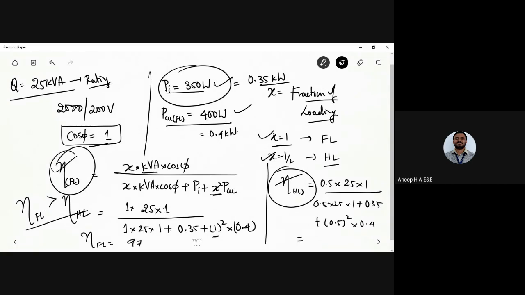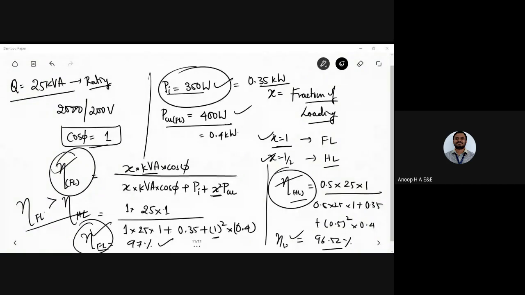So you'll be getting somewhat around 97% for full load, and half load you'll be getting 96.52%. Okay, so 97% is greater than 96.52. Generally, in full load condition, you'll get a better efficiency when you compare it with other loading conditions. These are certain numerical problems which you will find quite easy to solve, and it would be better that you make a note of certain concepts.